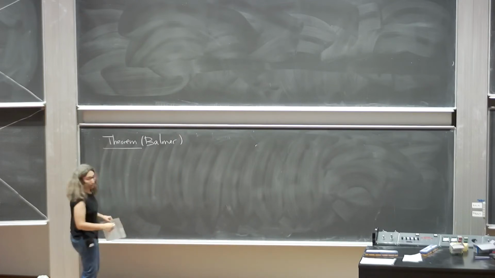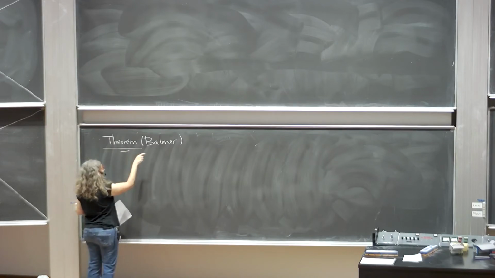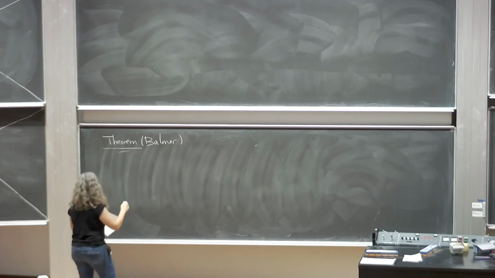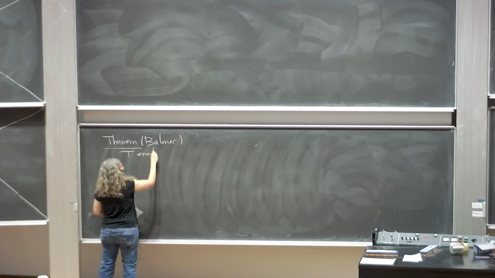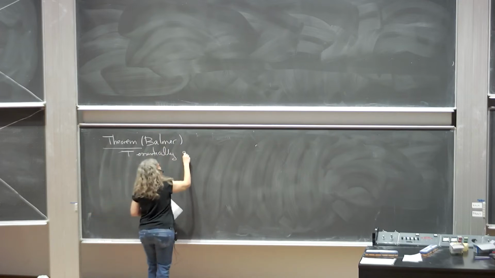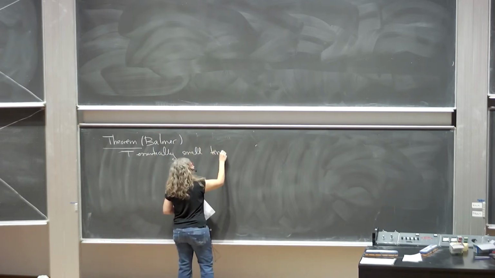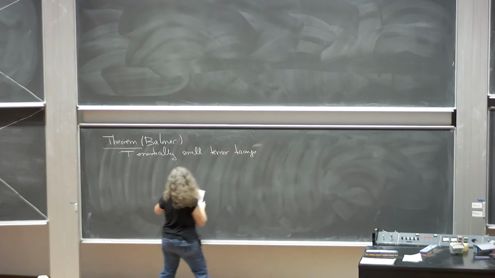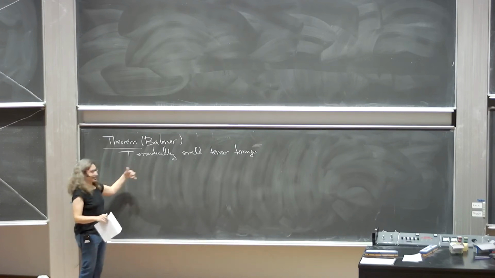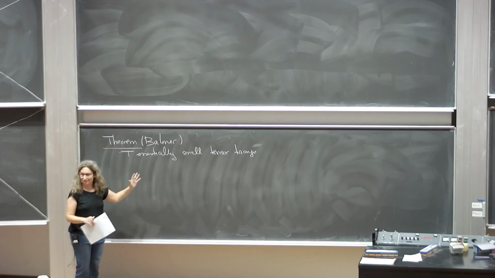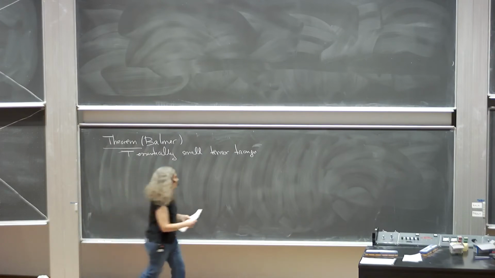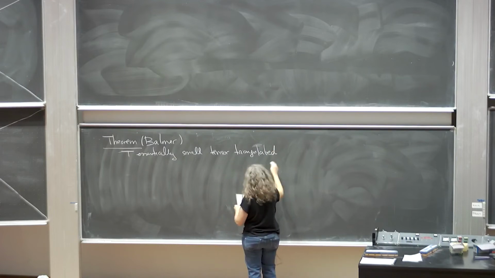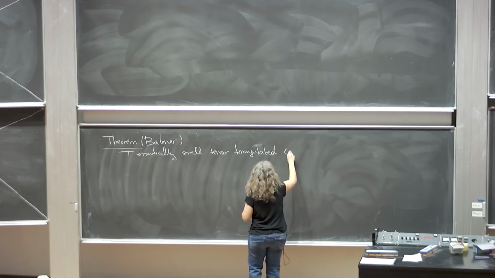So Balmer showed the following theorem. You are in this context of an essentially small tensor-triangulated category T. Essentially small means that you have a set of isomorphism classes of objects. It's a set issue, right? An essentially small tensor-triangulated category.